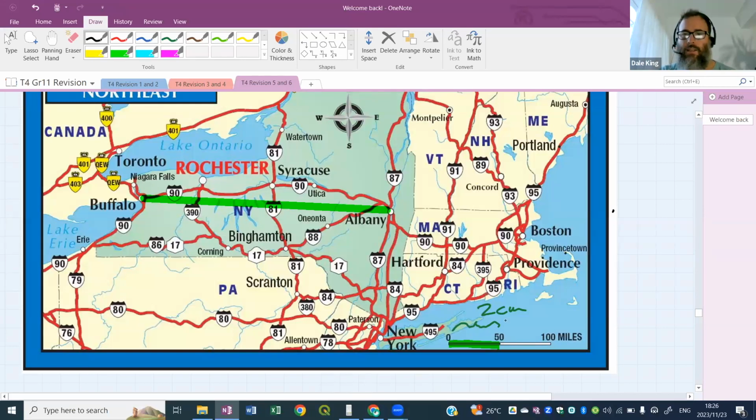Our line scale, that first segment, which is 50 miles, is 2 centimeters. How are we going to get the real distance of this green line here? Anyone have an idea?